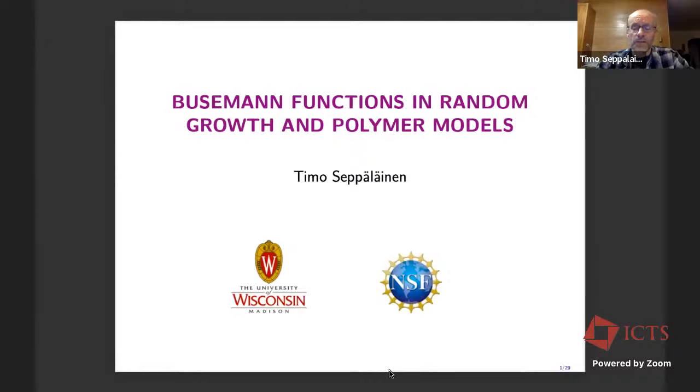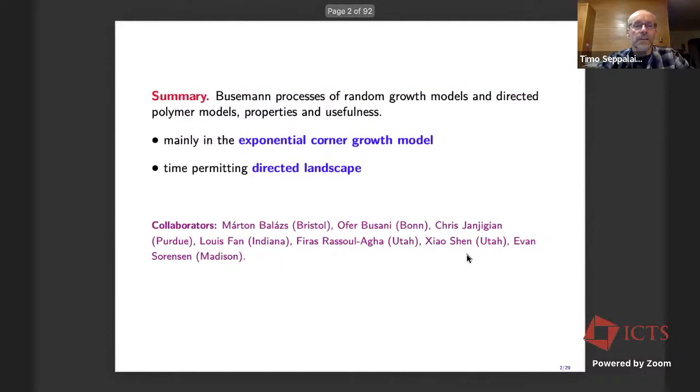So yeah, Busemann functions. I think this is a topic that you've already been discussing in your classes and talks, so I think I can assume a lot from the audience here. There are many models I could discuss, but I'm going to concentrate on two. Most of the talk will be on the exponential corner growth model, where of course things are as ideal as possible. And then, time permitting, I'll go to the directed landscape at the end of my talk.